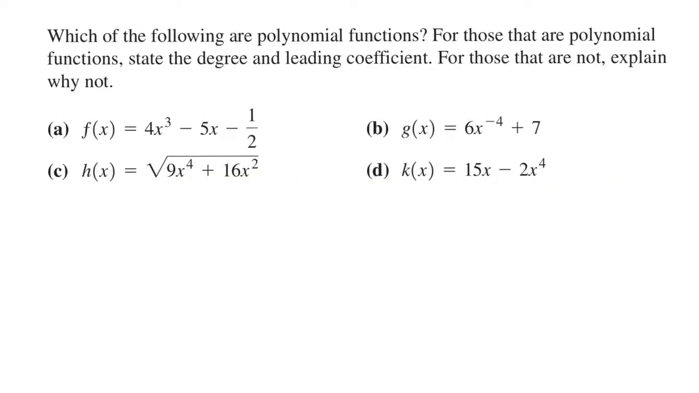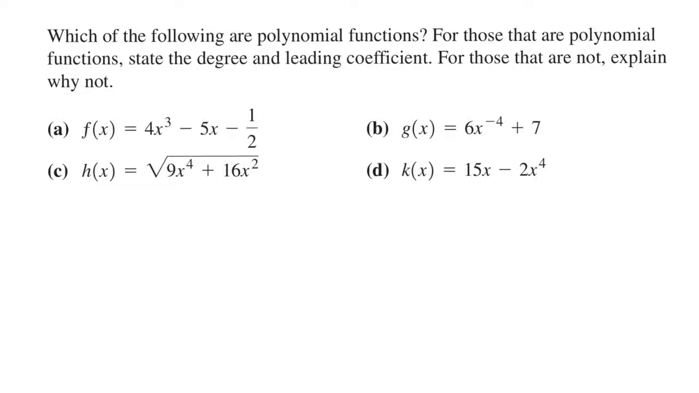Okay, let's look at an example. Which of these are polynomial functions and which are not? If it's a polynomial function, we'll also state the degree and the leading coefficient. If it's not, we'll talk about why not. So a, which is the function f of x equals 4x cubed minus 5x minus 1/2. So f is a polynomial function of degree 3.